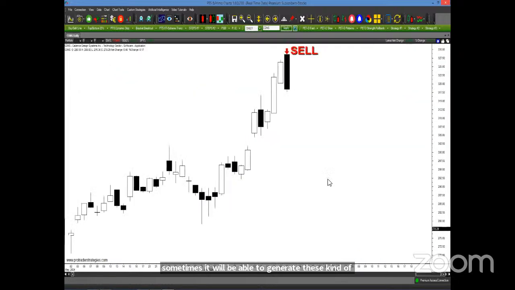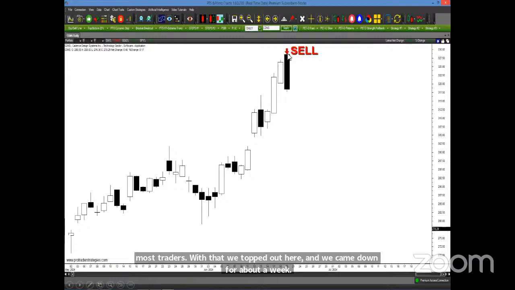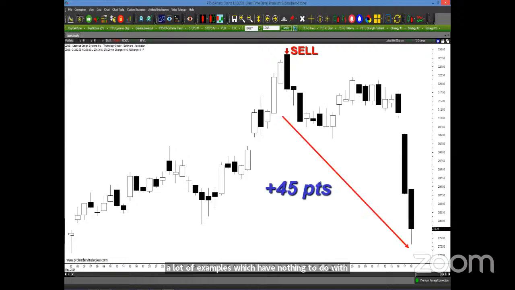As we look at CDNS, we see that where most traders would have thought we topped out here and we came down for about a week, the PTR didn't do anything until this point. I know a lot of you would say, well, that's a bearish engulfing pattern. Is this based on candlesticks? No, it's not, because you'll see a lot of examples which have nothing to do with candlestick patterns. It just happens to be a coincidence that a sell signal was generated and the market fell 45 points coming into last week.